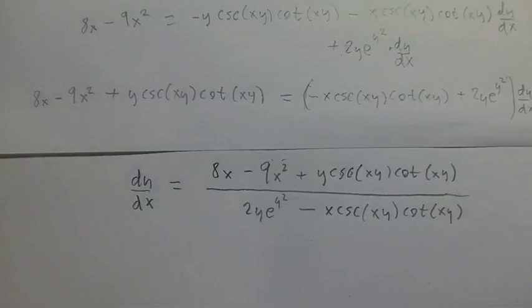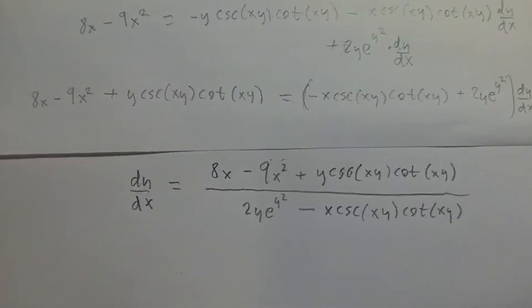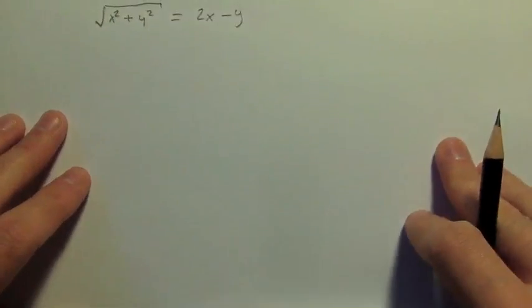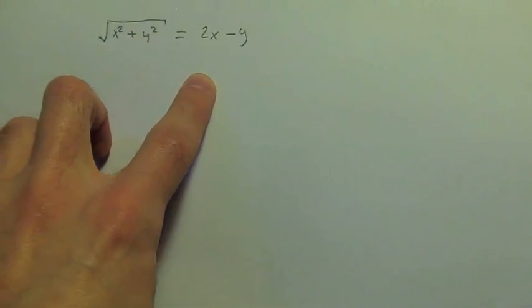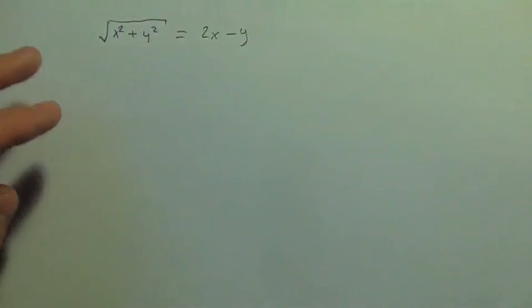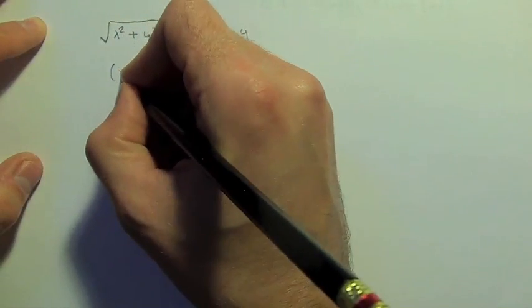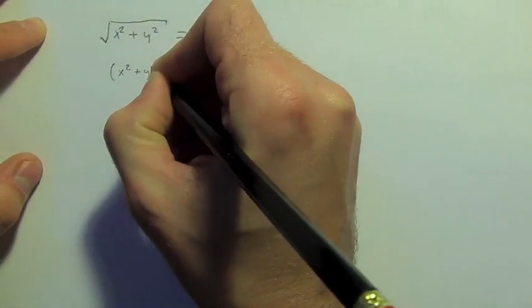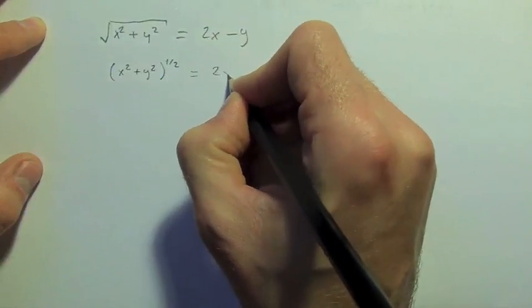Okay. And let's do one more example. Okay, here we go. Let's say I have the square root of x squared plus y squared is equal to 2x minus y. What we might want to do to start off with is rewrite this as x squared plus y squared all to the 1/2, which is equal to 2x minus y.